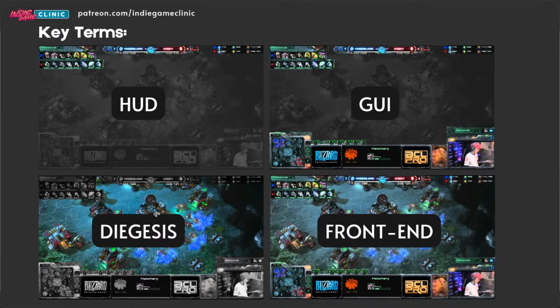And then the term at the bottom right, front end, is referring to everything that the user can see and interact with. So if you come from a computer science or engineering background, you'll be familiar with the terms front end and back end. Usually the front end is the app and the back end is the server, right? But within an app, we can also have a front end and a back end, what is under the hood and what the user sees. So when we talk about front end in terms of interface, it is all of these things working together. It's the graphical user interface, which includes the HUD, but it's also the diegesis as well.